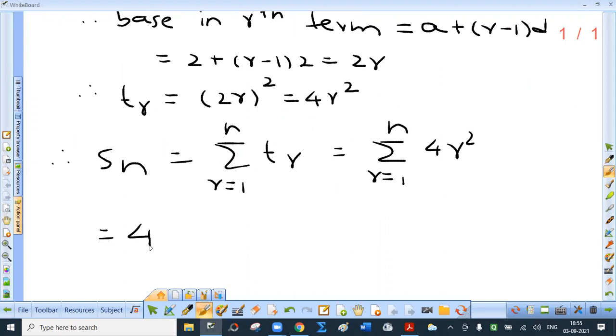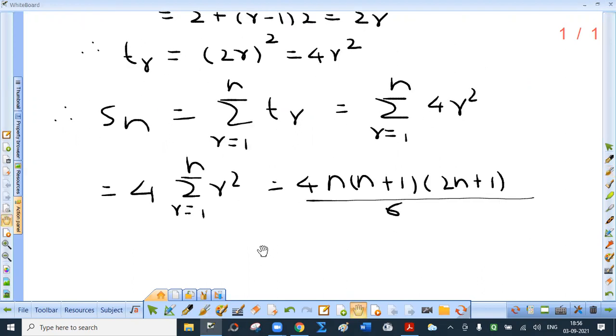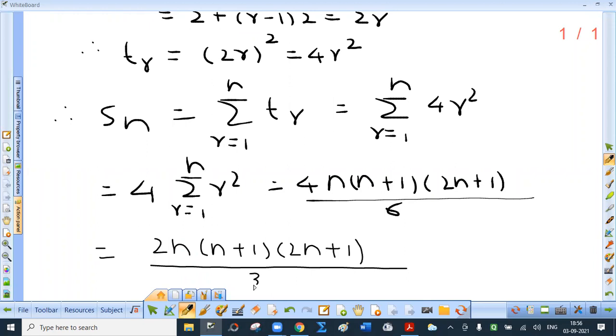So this is 4. What is sigma r square? Okay, I'll write that step. Sigma r square, r goes from 1 to n. So this is n into n plus 1 into 2n plus 1 divided by 6. Now, this is not the final answer because both numerator and denominator are divisible by 2. See, this is the final answer.